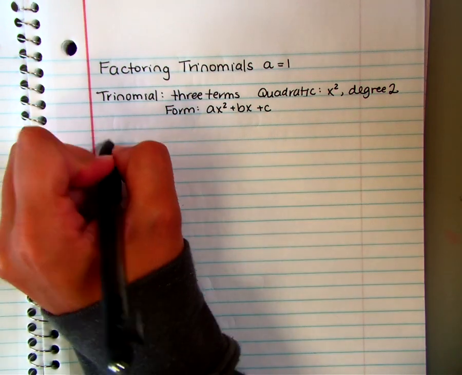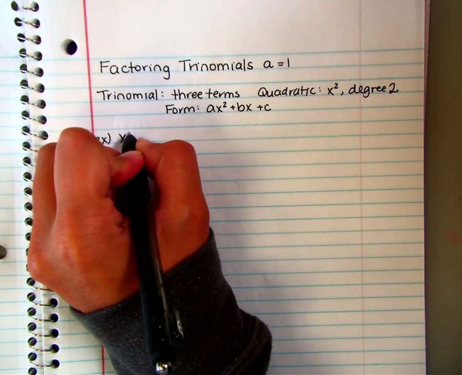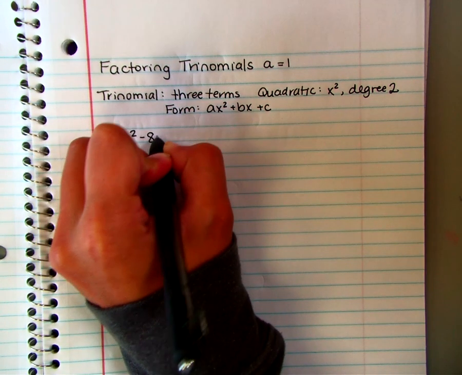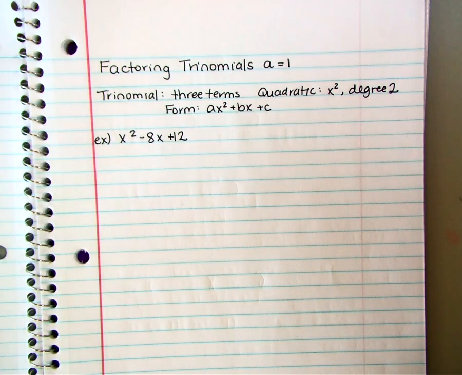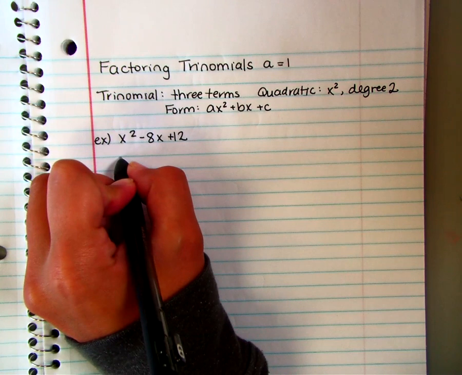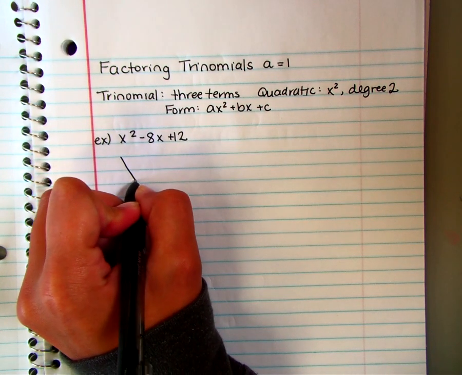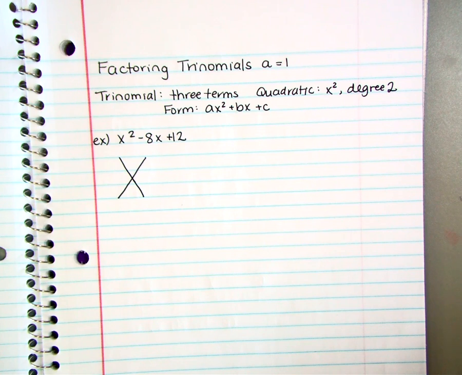And so we're going to jump into our first example, and we're going to do the example, and then I'll write out some steps for those of you that like to learn that way. So the first example is x squared minus 8x plus 12, and we're going to factor it. And so with this trinomial, we are going to draw an x off to the side, and this just kind of helps us think things through.